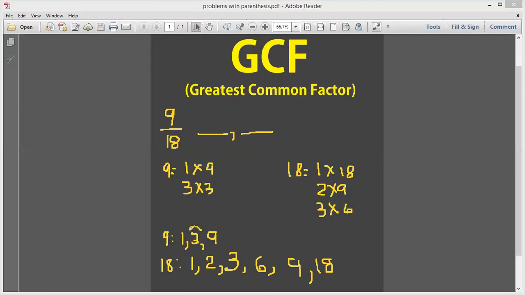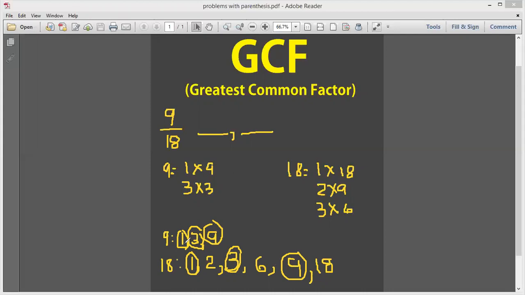So of course, we start with 1. And then we don't have 2, so we have 3. And then we don't have 6 here, and we have 9. So our common factors are 1, 3, and 9. There's no 18 here in 9. But we are going to write only 3 and 9.